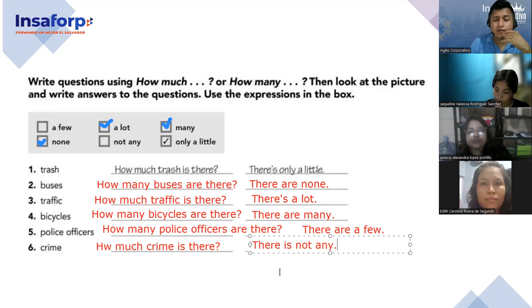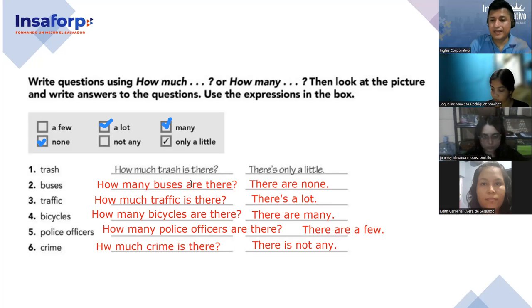Okay. Very good. So one more time, if you notice, with countable nouns, vamos a utilizar siempre are, so we can count them. And is goes with uncountable nouns. How much goes with uncountable nouns, and how many goes with countable nouns. Okay, so this is the way we play those.